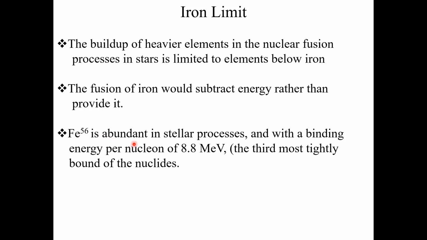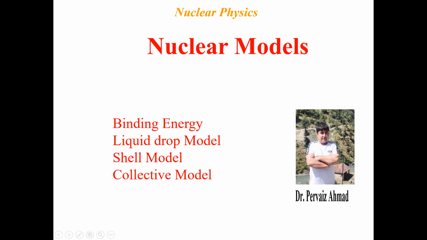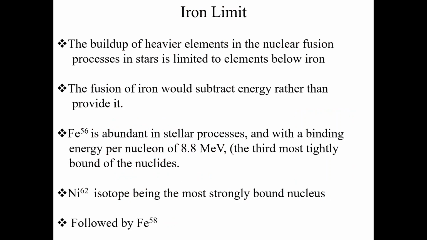Iron-56 is abundant in stellar forces, with a binding energy per nucleon of 8.8 mega electron volts. We remember this is the third most tightly bound of the nuclei. It is also a fact that nickel-62 is the isotope most strongly bound in a nucleus, followed by iron-58. So that's all we have for this lecture. See you in more lectures. Till then.